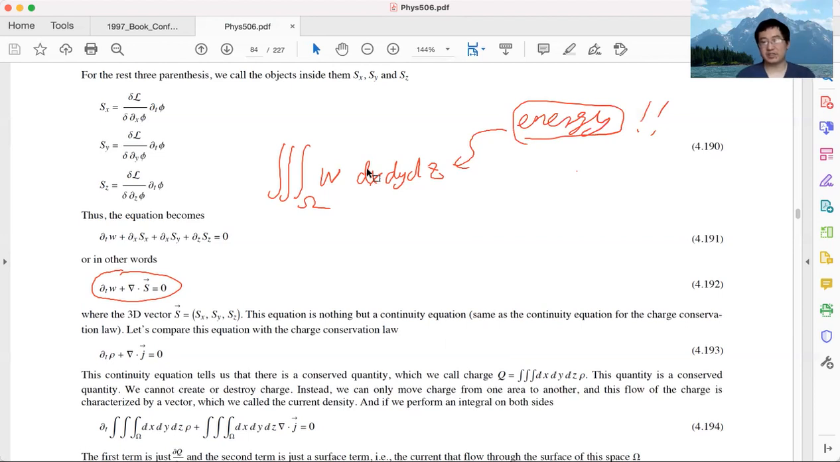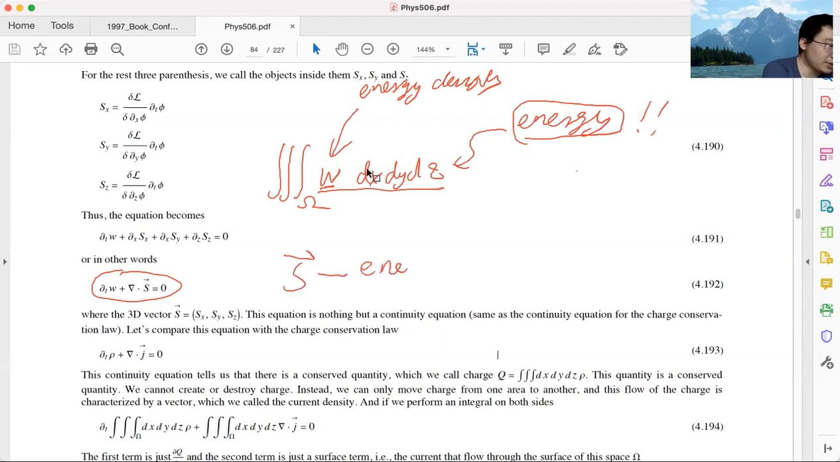So this conserved quantity is nothing but energy. In other words, W is energy density. It measures how much energy I have per volume around this point. If I have energy density W and then I integrate over a region, I get the total energy inside this region. And this vector S is the energy current density.